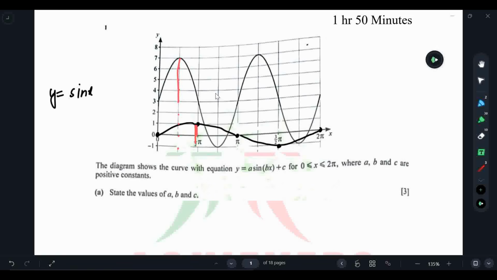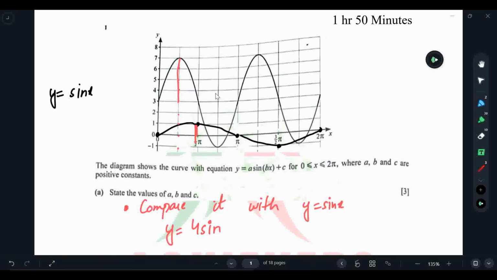So that is why we can say that originally what we have to do is compare it with y equals sine of x. Now if we compare it, we can directly say that the vertical stretch is 4 units, 4 sine of. Now let's see the horizontal stretch.